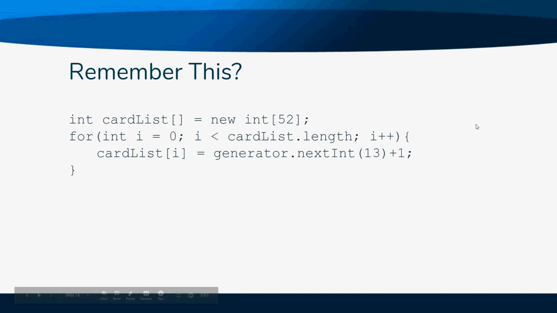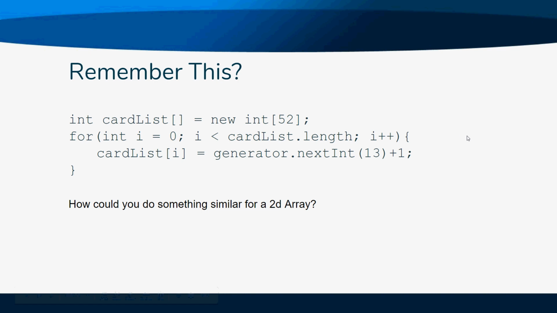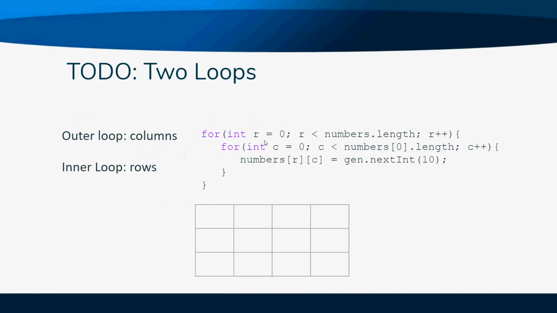Okay, so now we're going to do the same thing for a 2D array. The only difference is now we have two sets of loops, one to iterate the rows and one to iterate the columns, and it's setting each element in the array equal to a random number. Numbers.length represents how many rows there are, and numbers of 0.length represents how many columns there are.